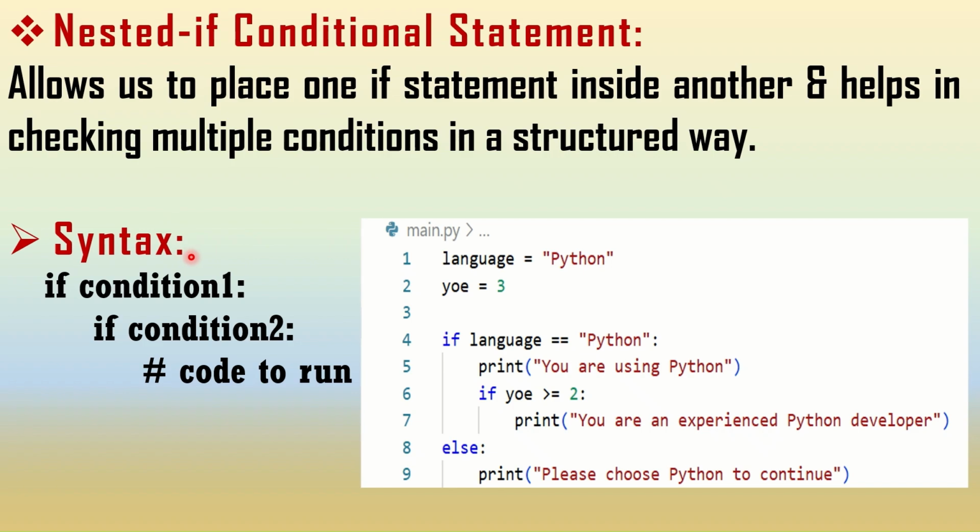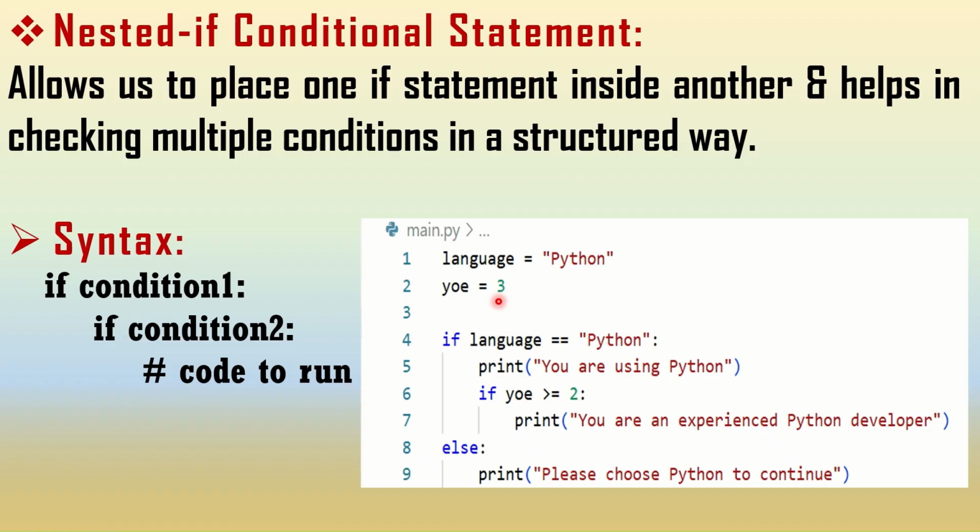So here you can see the syntax. Initially we have one if conditional statement, and inside that if conditional statement, followed by the indentation, we have another conditional statement. Not only two conditions; if we want to have three, four, or n number of if conditional statements, we can very well write them inside that particular nested if condition. The second line we can call the nested if condition, and inside this nested if condition we have the block of statements to run.